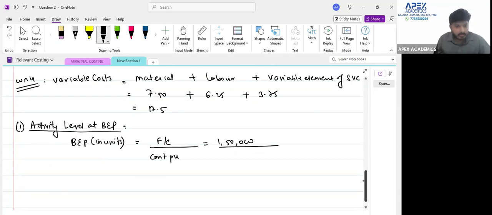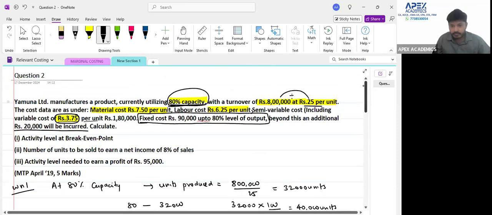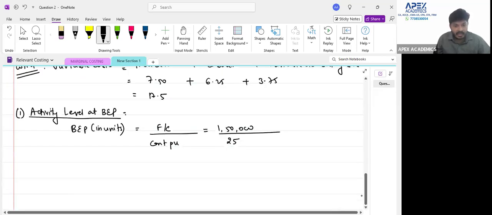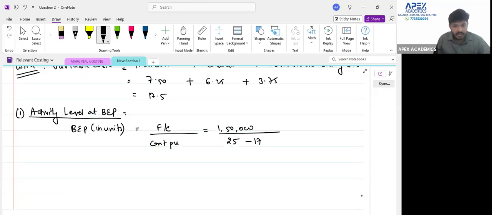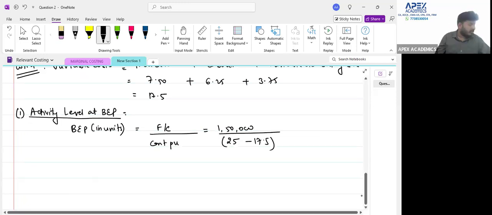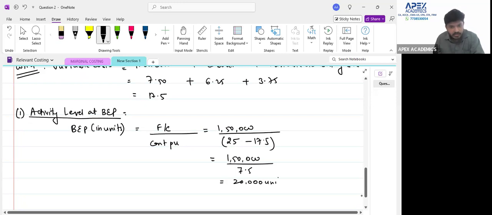Now, contribution per unit is nothing but sale price, which is, I believe, 25 given in the first line of the question, minus variable cost, which is 17.5. So what does this come to? This comes to 7.5, correct? So now check it out. It will be 1,50,000 divided by how much? 7.5. What is your answer? The answer is 20,000 units.